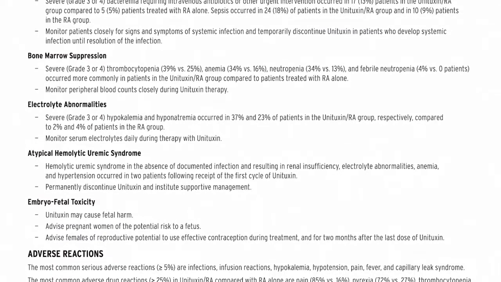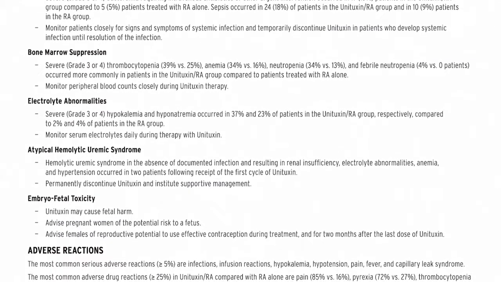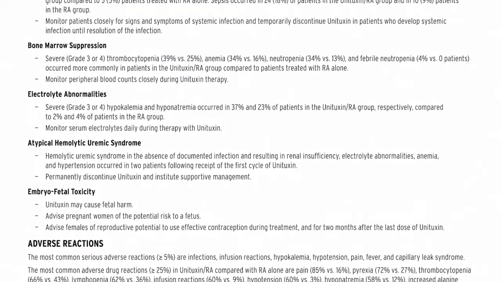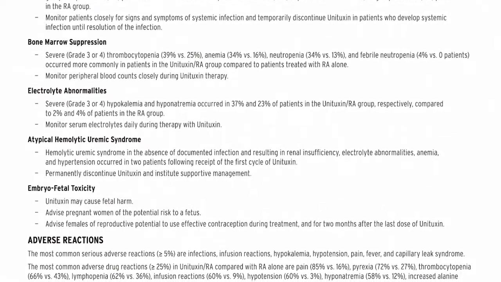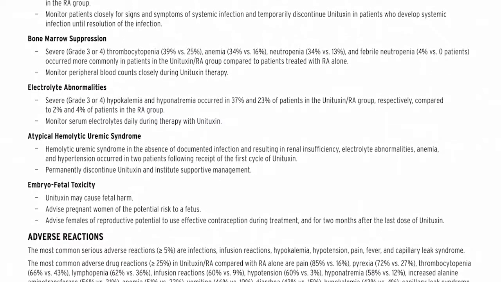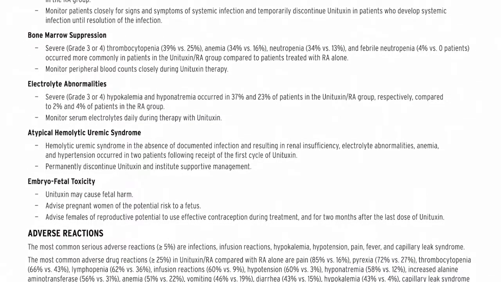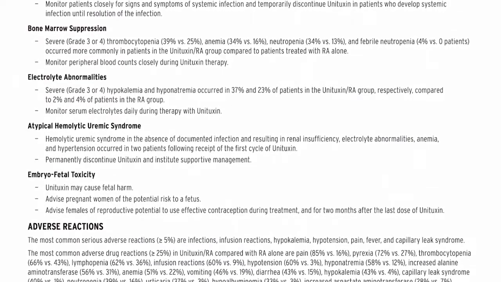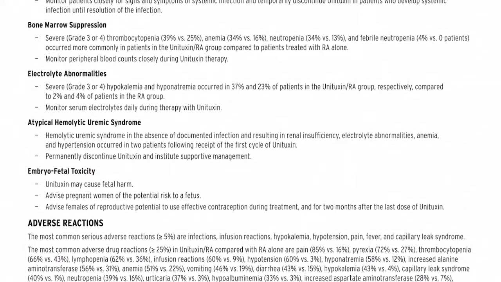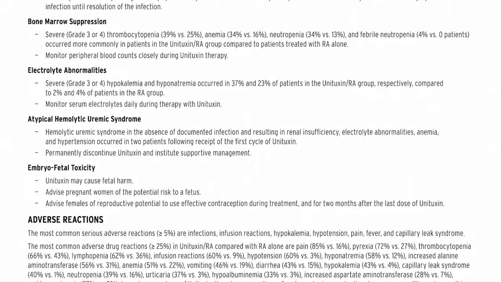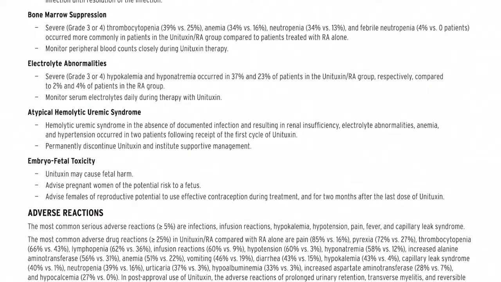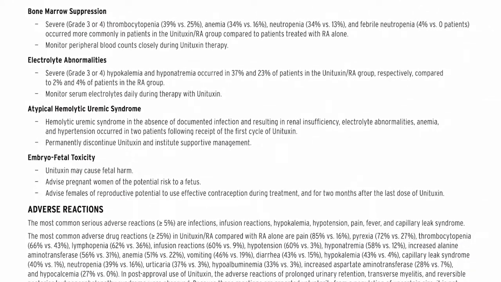Embryo-fetal toxicity. Unituxin may cause fetal harm. Advise pregnant women of the potential risk to a fetus. Advise females of reproductive potential to use effective contraception during treatment and for 2 months after the last dose of Unituxin. Adverse reactions. The most common serious adverse reactions, greater than or equal to 5%, are infections, infusion reactions, hypokalemia, hypotension, pain, fever, and capillary leak syndrome.